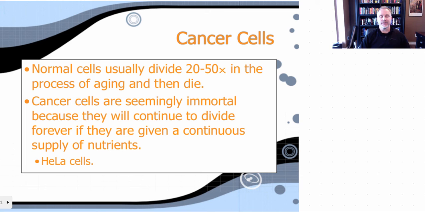Normal cells in your body typically divide 20 to 50 times in the process of growth, division, aging, and so forth, and then they die. And certain cancer cells are immortal in that they divide well beyond that 50 times and continue to divide, in some cases forever, if they're given a continuous supply of nutrients.